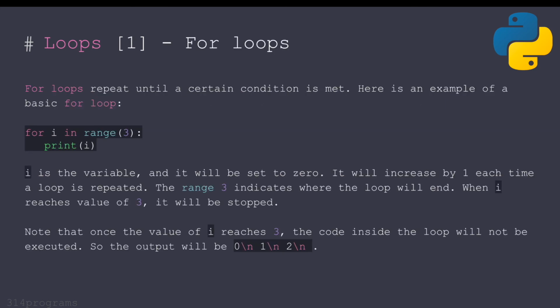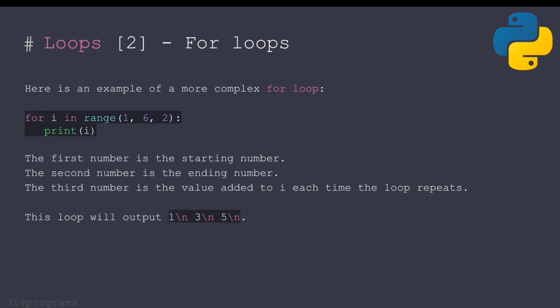Here is an example of a basic for loop. I is the variable that is used in the conditional, and it will be set to 0. It will increase by 1 each time a loop is repeated. The range 3 indicates where the loop will end. When I reaches the value of 3, it will be stopped. Note that once the value of I reaches 3, the code inside the loop will not be executed, so the output will be 0 new line, 1 new line, and 2 new line.